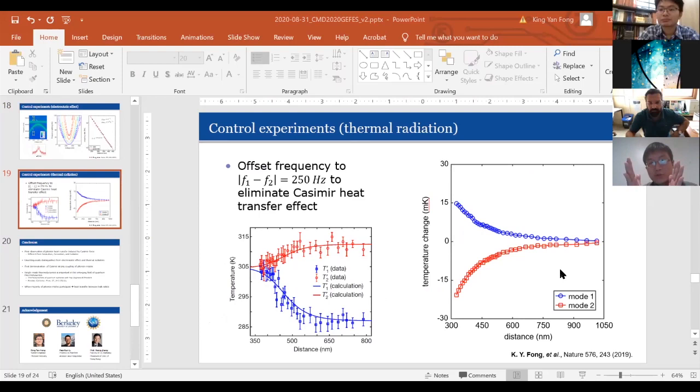And of course, in this experiment, we have the two membranes at different temperature, so you also get some thermal radiation effect added into this frequency shift. But in this plot, when I say this frequency shift is due to thermal radiation, this plot already subtracts the frequency shift due to Casimir force. So yes, we can use this frequency shift effect to measure the force, but we have to be careful about this thermal radiation.